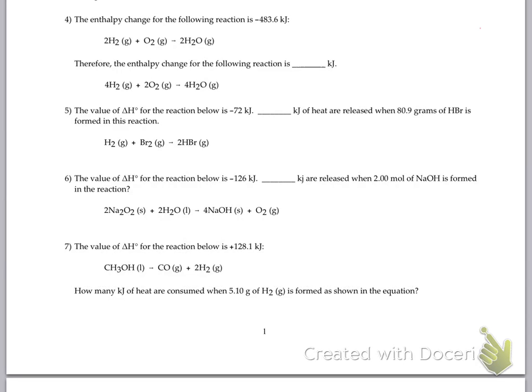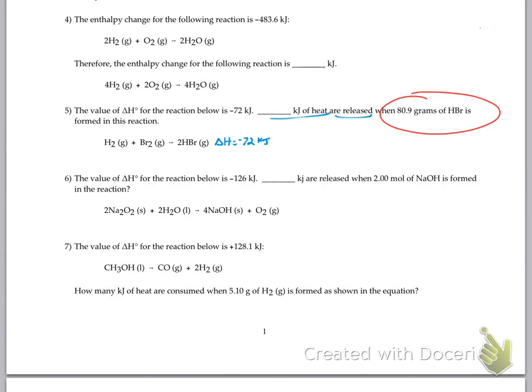Okay, now let's get to the fun ones. The value of delta H naught for the reaction is negative 72 kilojoules, so it's exothermic. So add that in here. Blank kilojoules of heat are released. All right, that means it's leaving the reaction when 80.9 grams of HBr is formed in this reaction.